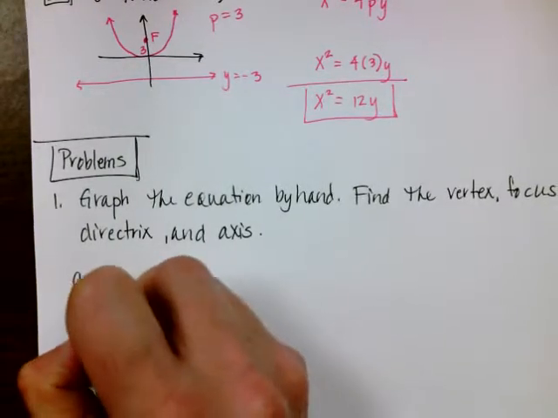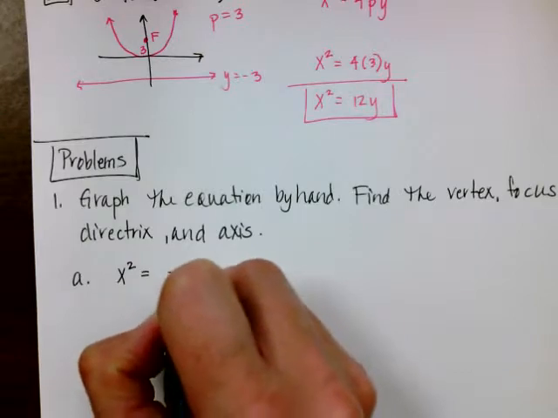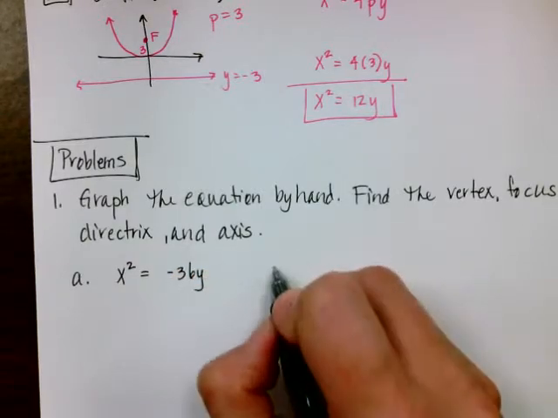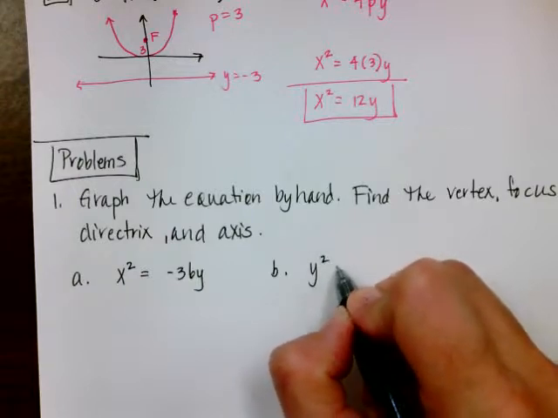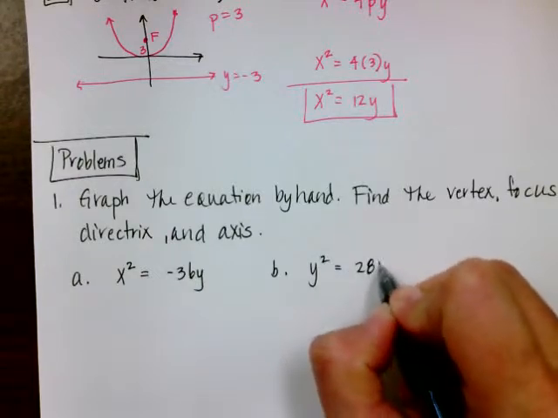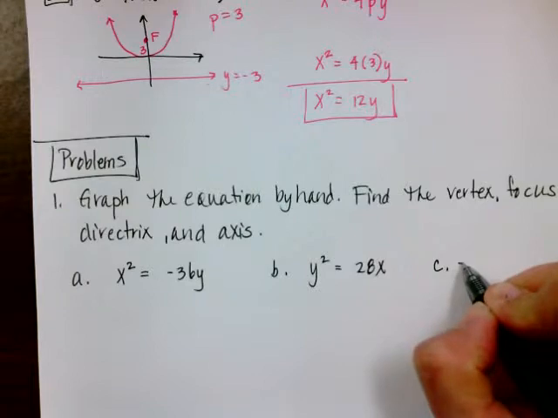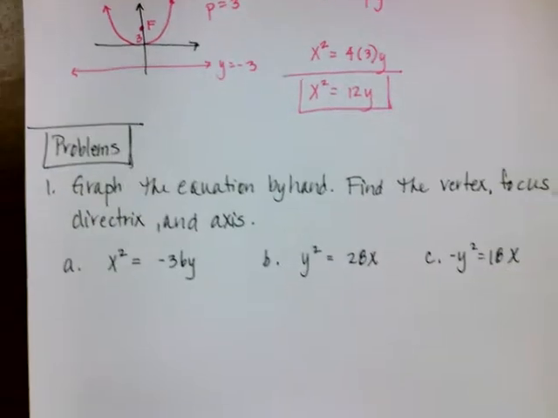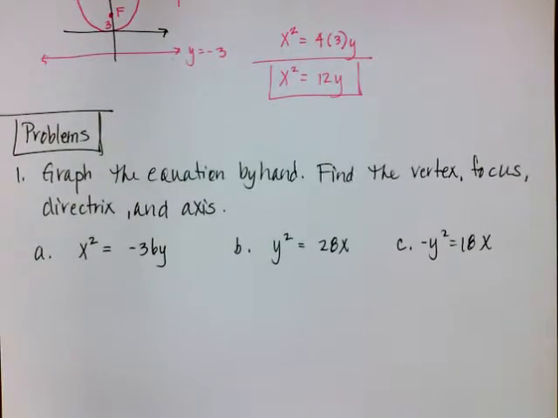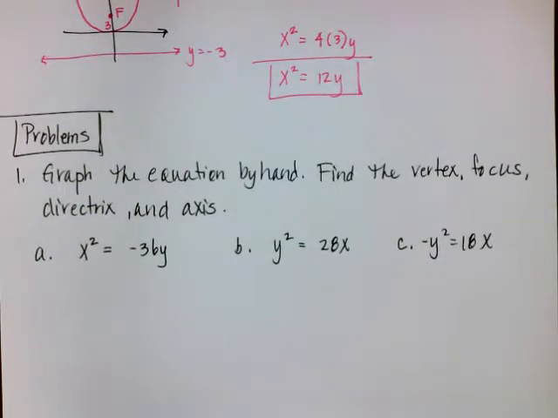All right, your first equation, A: x squared is equal to a negative 36y. B: y squared is equal to 28x. And C: negative y squared is equal to 18x. So those are the 3 that you're going to graph by hand. You're going to substitute in a point to get a nice accurate curve. You're not just going to wing it.